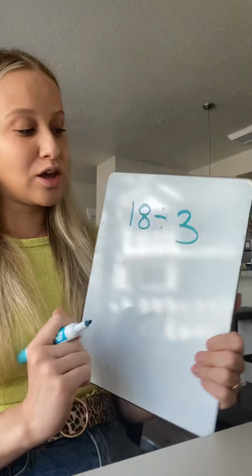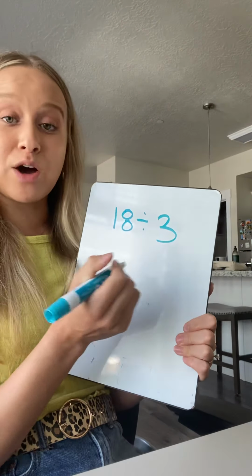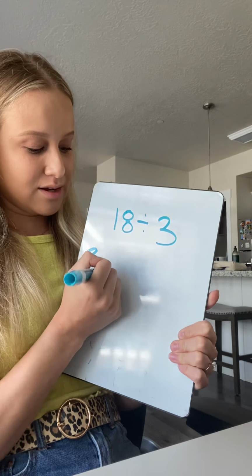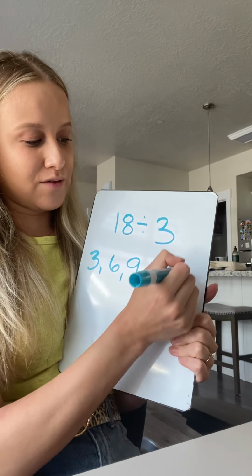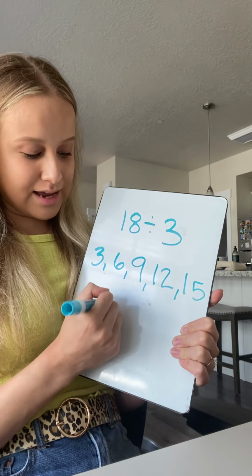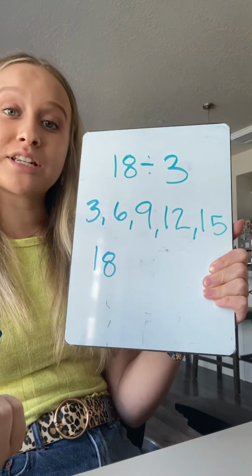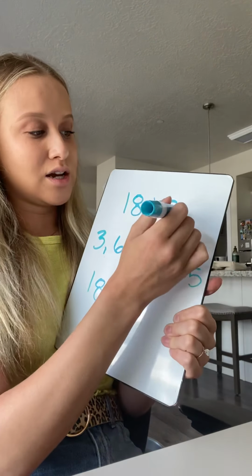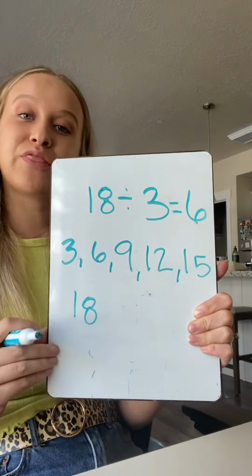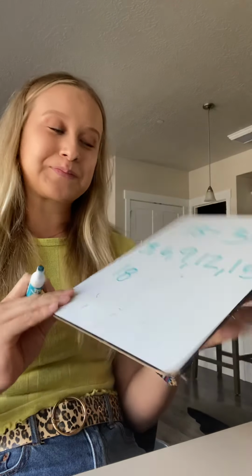Okay, so the way you would solve this is you would skip count by 3. 3, 6, 9, 12, 15, 18. How many times did you skip count? 1, 2, 3, 4, 5, 6. 18 divided by 3 equals 6.